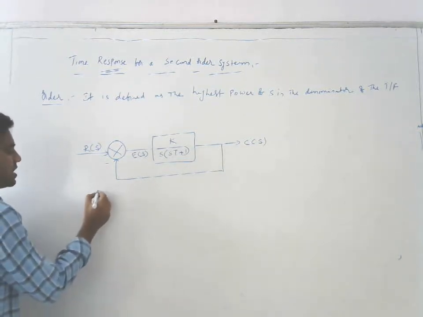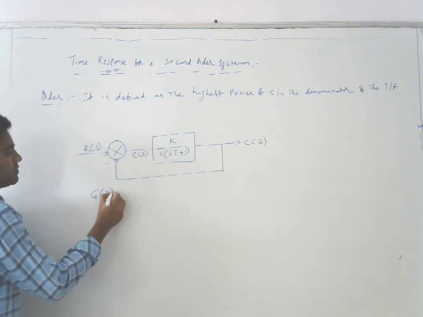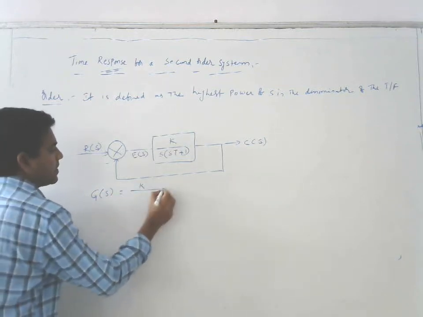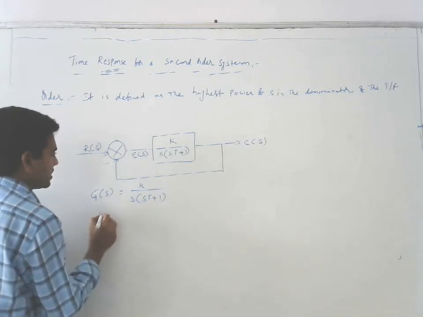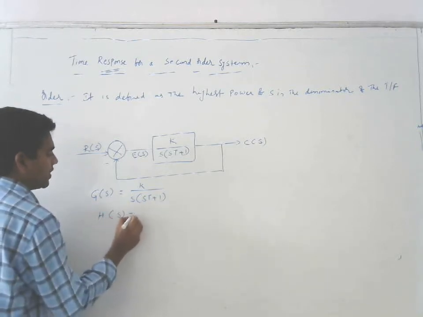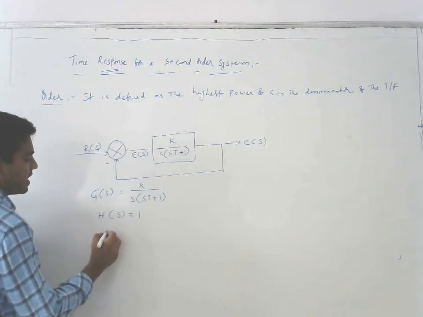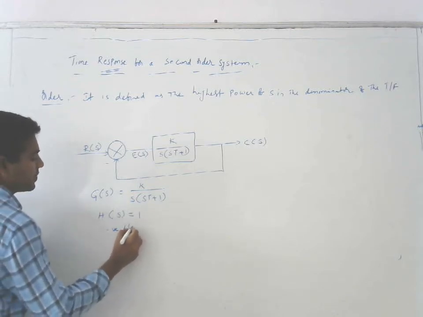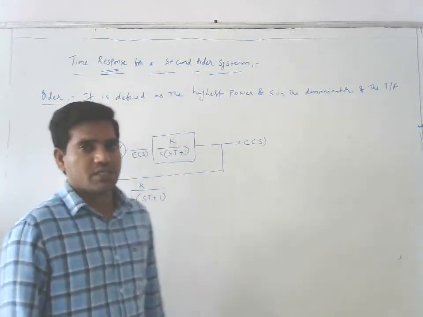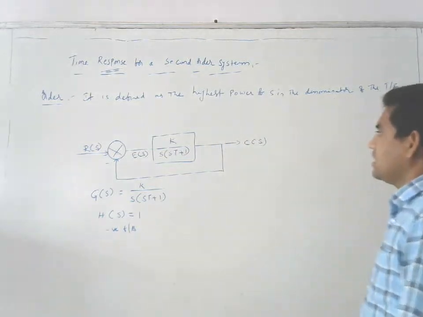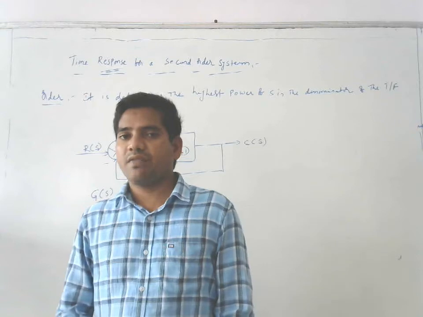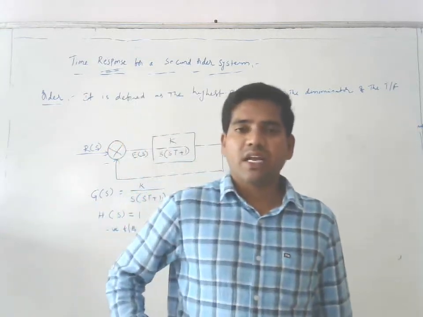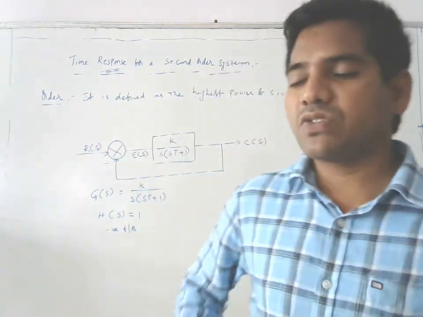In this case, what is the G of S value? G of S is equal to K divided by S into (ST plus 1), and H of S is equal to 1. And which feedback? Negative feedback system. In general, whenever we have a block diagram like this, how are we going to find the transfer function?